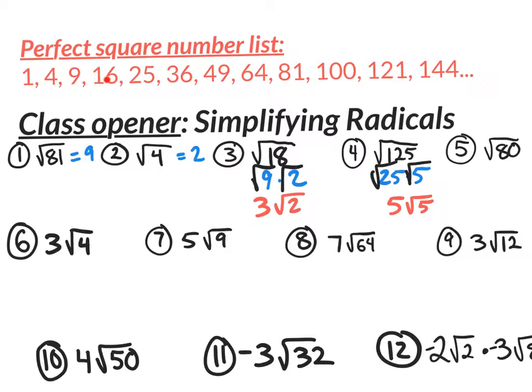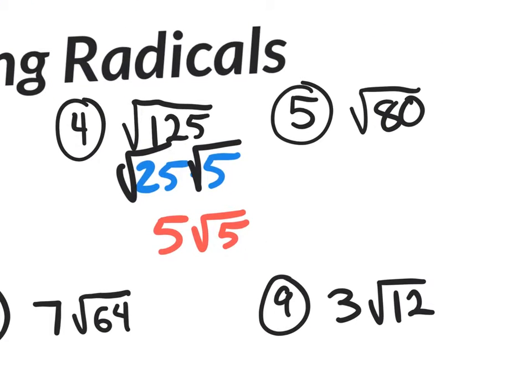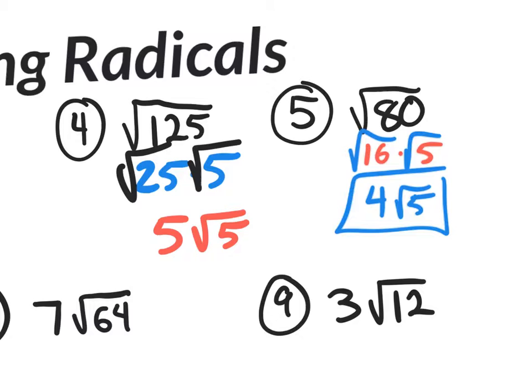16 times 5 is 80. Okay, if you're thinking, well, how am I going to know that? You could always use a calculator and try to divide 80 by 16, and you will have 16 times 5. That really is 80. So we're going to split the root, and we will have 4, because the square root of 16 is 4, and the square root of 5 is just brought down, so your answer is 4 square root of 5. Let's move on to number 6.